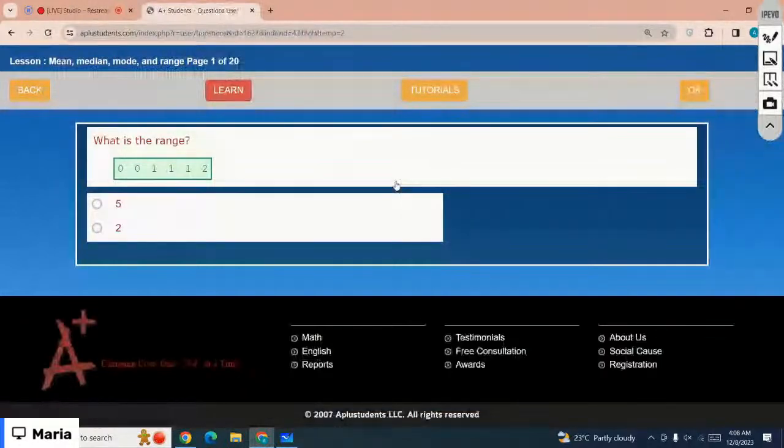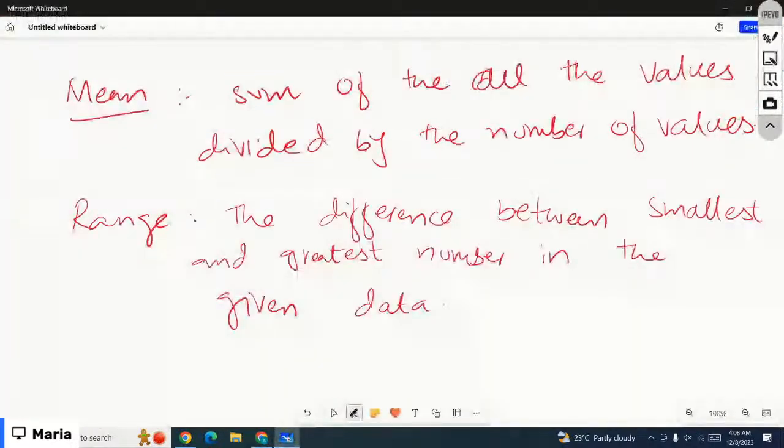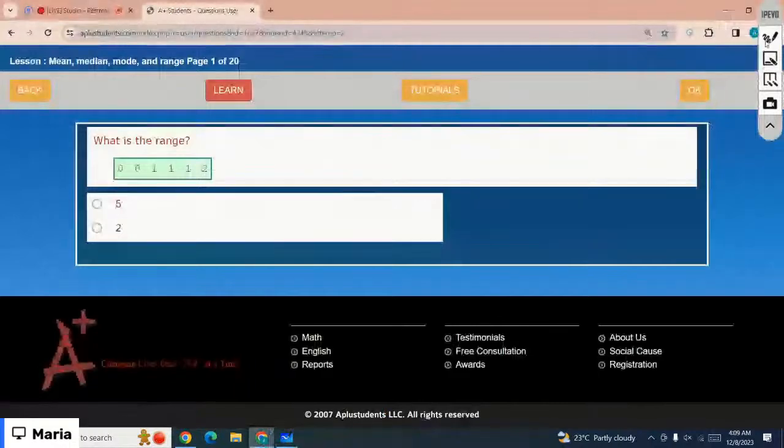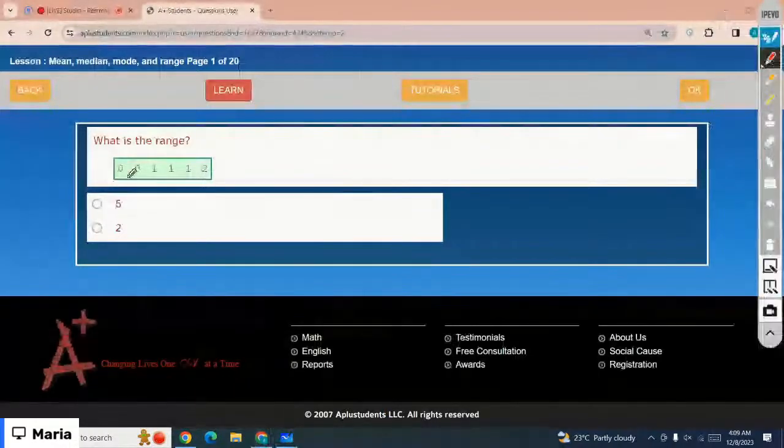The first example is range. What is the range? The difference between the smallest and the greatest number in the given data. So you need to find two things from the data: the smallest number and the greatest one. You have the given values 0, 1 and 2. The smallest number is 0, the greatest number is 2, right?